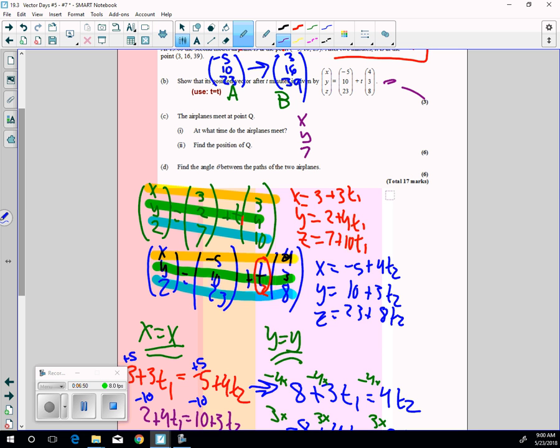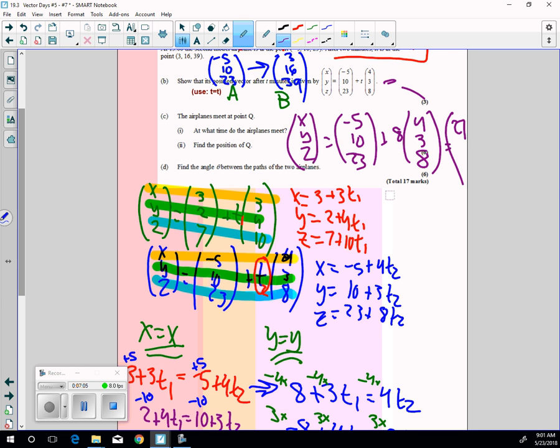X, Y, Z is going to be negative 5, 10, 23 plus 8 times 4, 3, 8. So negative 5 plus 32. 32 minus 5 is 27. 24 and 10 is 34. And 23 and 8 is 31. So I get the intersection point, Q, to be 27, 34, 31.